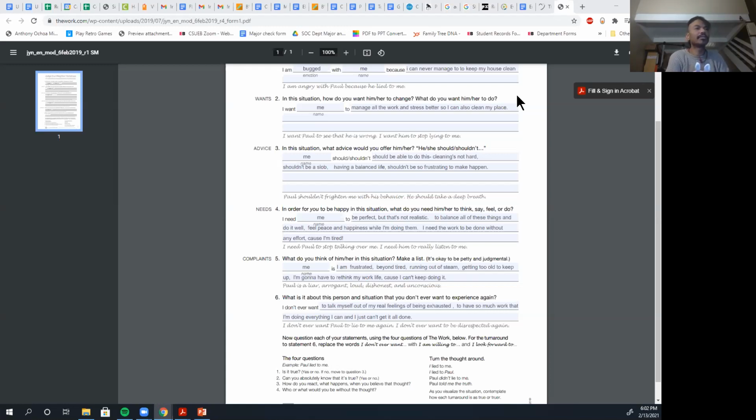I should be able to do this. Cleaning's not hard. I shouldn't be a slob. Having a balanced life shouldn't be so frustrating to make happen. Is that true? Is any of that true? I should be able to do this. Cleaning's not hard. Well, yeah, I think that's true. I shouldn't be a slob. Yeah, I don't want to be a slob.